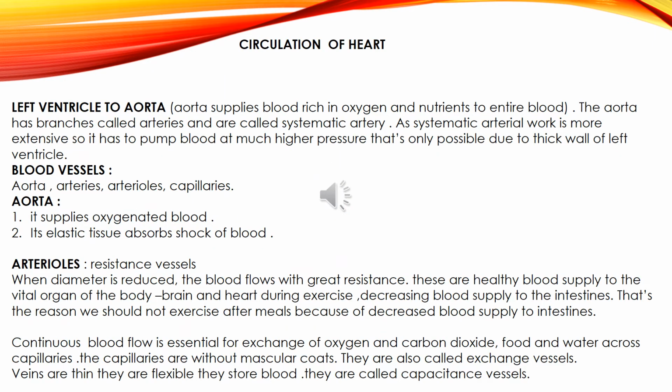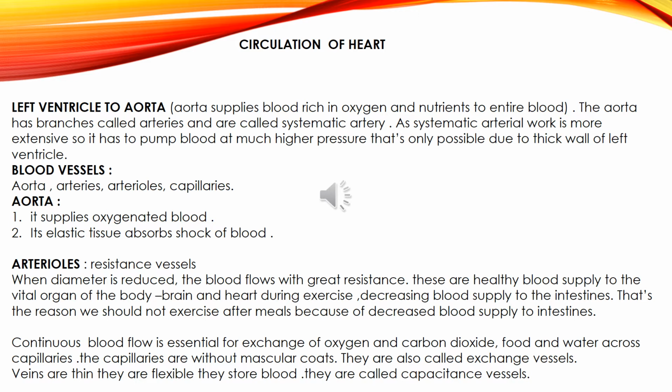Now, the circulation of the heart: left ventricle to aorta. The aorta supplies blood rich in oxygen and nutrients to the entire body. The aorta has branches; the branches of the aorta are called arteries, and they are called systemic arteries. As systemic arterial work is more extensive, it has to pump blood at much higher pressure. That is only possible due to the thick wall of the left ventricle.